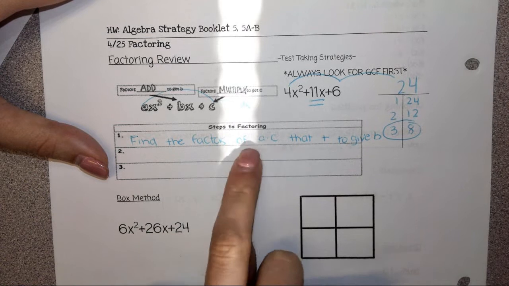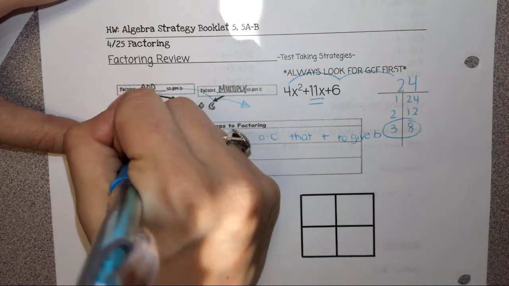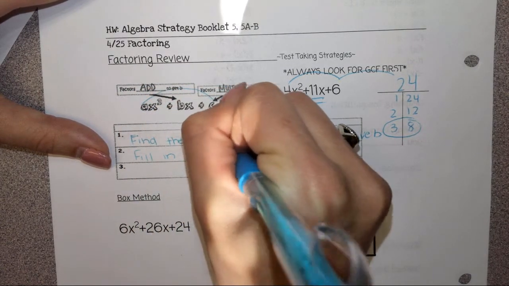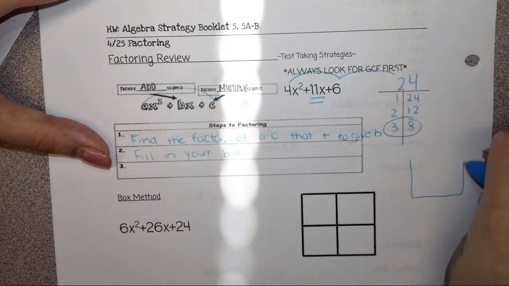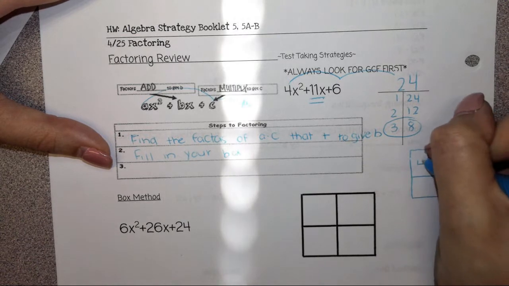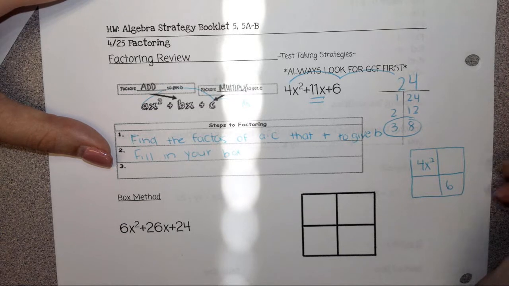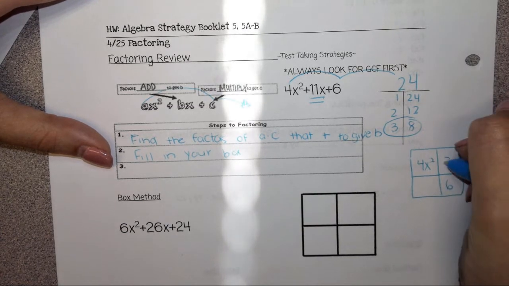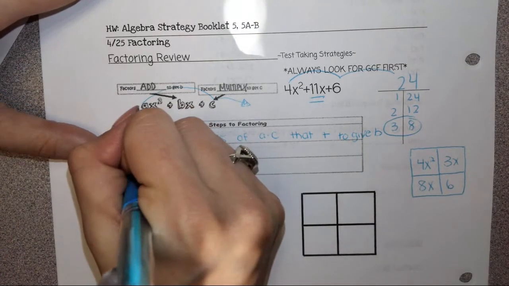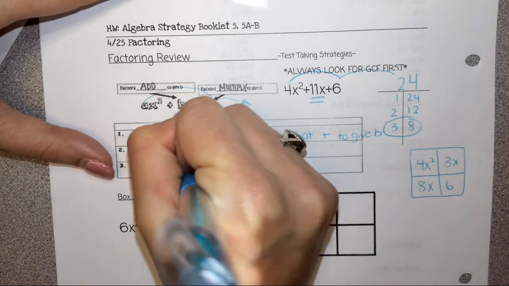So now that we have the factors of A and C that add to give me B, you're going to fill in your box. So with my box here, the first term is 4x squared. The last term is 6. 4 times 6, 24. And then you plug in the diagonal. So this would be 3x and 8x. And the final step is to greatest common factor each row and column.